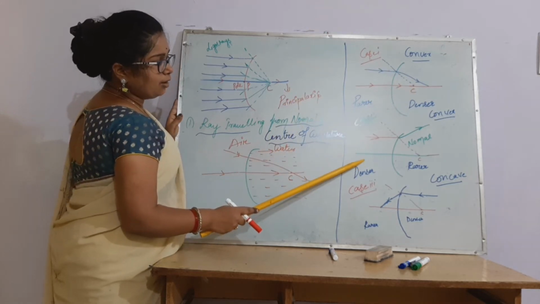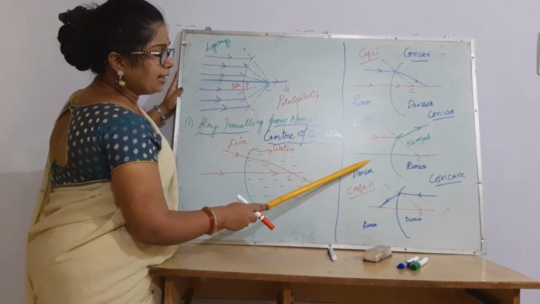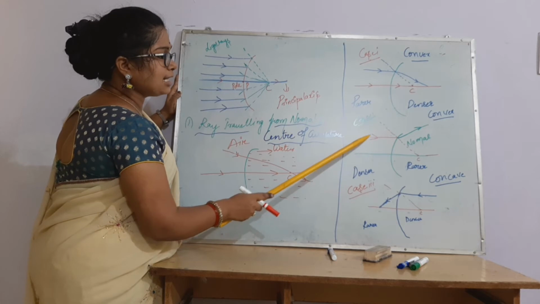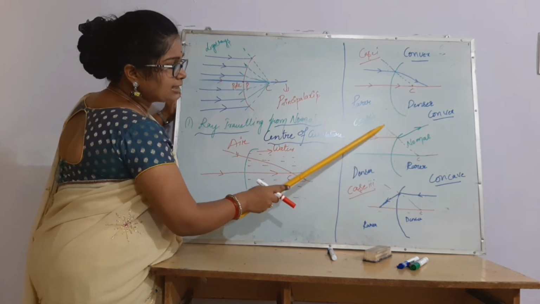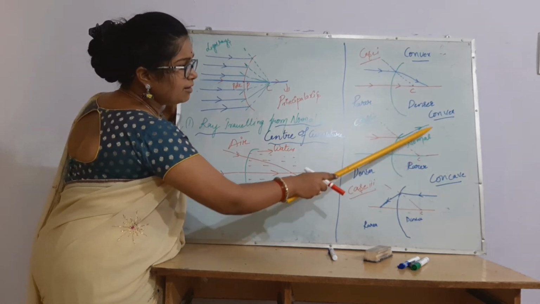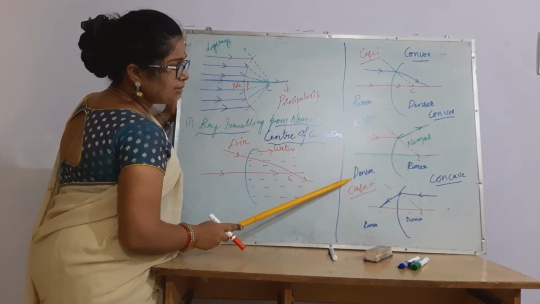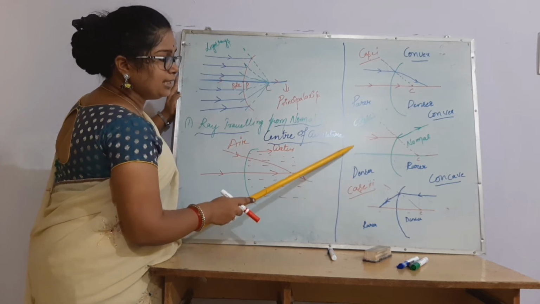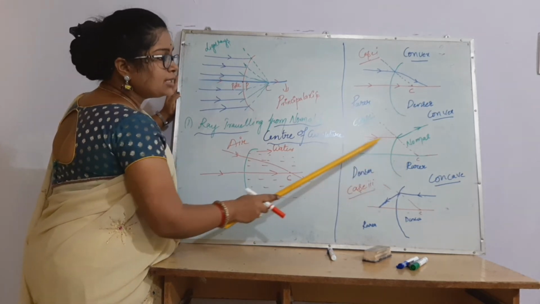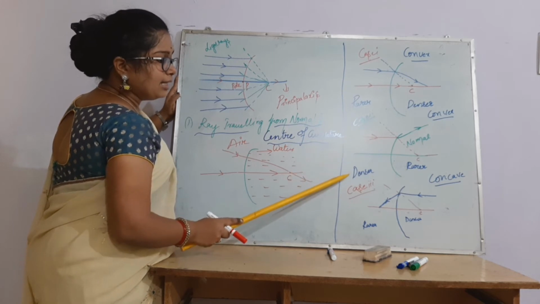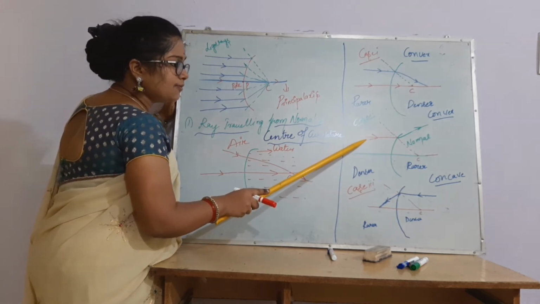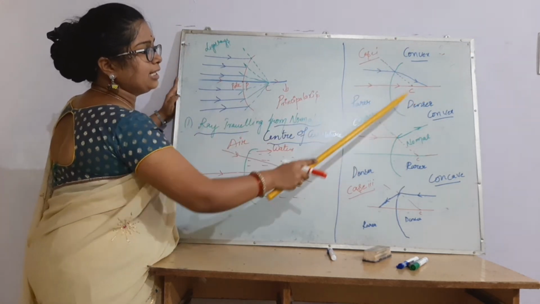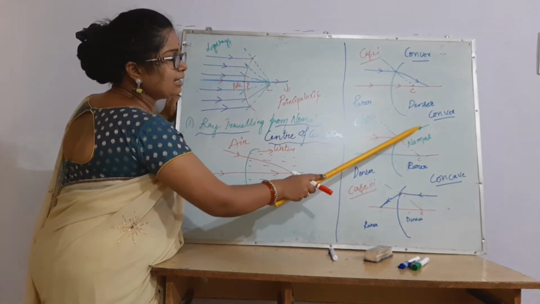This is also a convex surface. When a ray is traveling parallel to the principal axis, and this is the normal, it moves away from the normal. This is the denser media and this is the rarer media. The speed in the denser media is less compared to the rarer media, so in denser media the light goes somewhat slowly. When it goes to the rarer media, the speed increases.